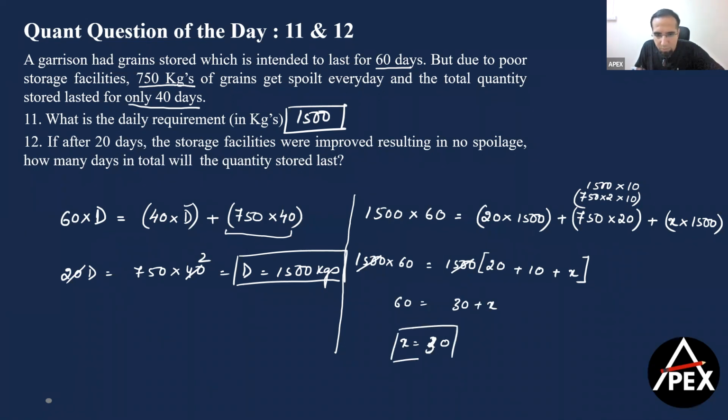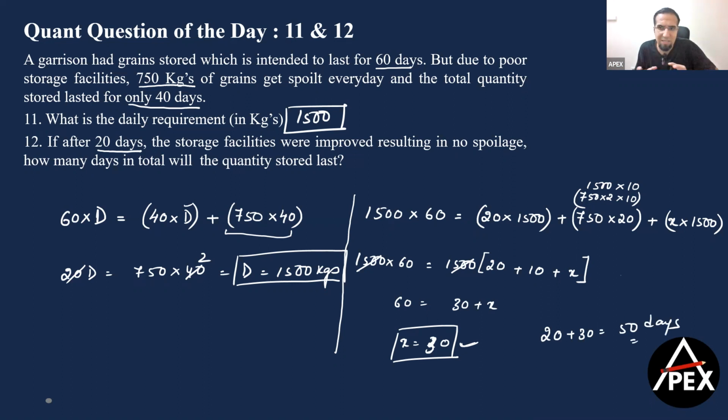Right? Now, please understand the question is asking you in total, for how many days will the grain or the quantity stored last? So initially for 20 days they ate, and also after the improvement was done, the grain also lasted for 30 more days. So the correct answer for this question becomes 20 plus 30, that is equal to 50 days.